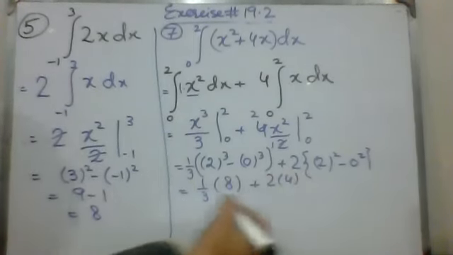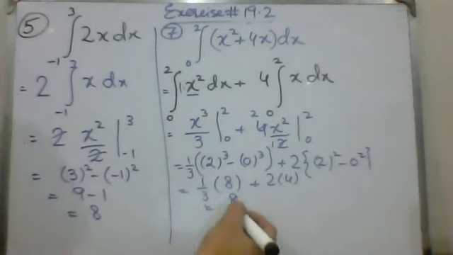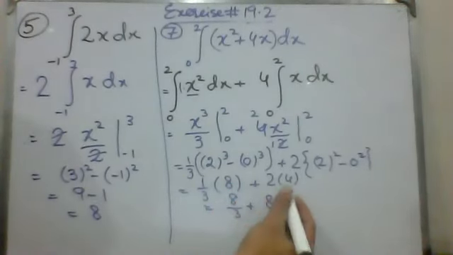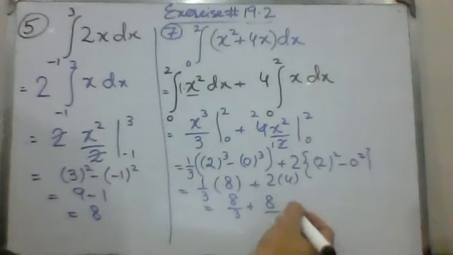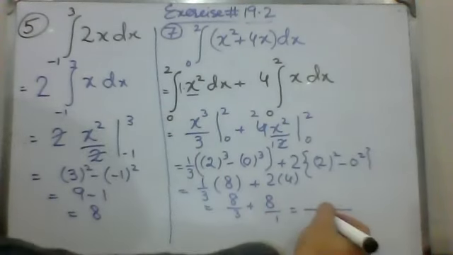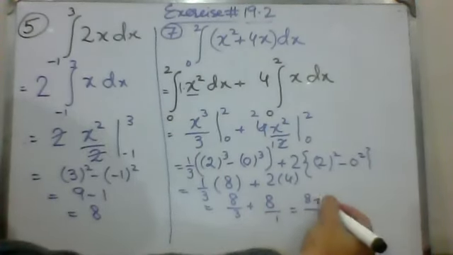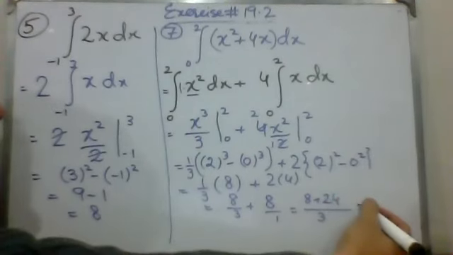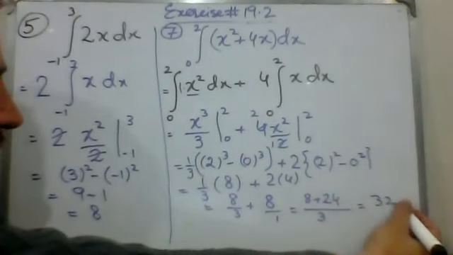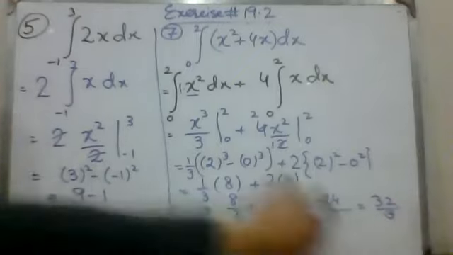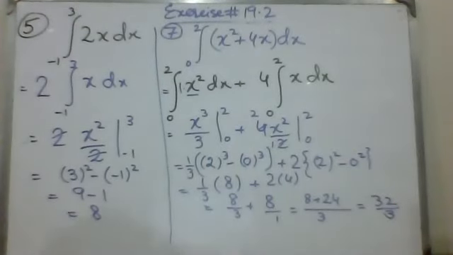So we get 8 by 3 plus 8. So taking LCM between them, so we get 3, 8 plus 24, we get 32 by 3. That is required answer. Okay, so 32 by 3 is our required answer to solve the problem.